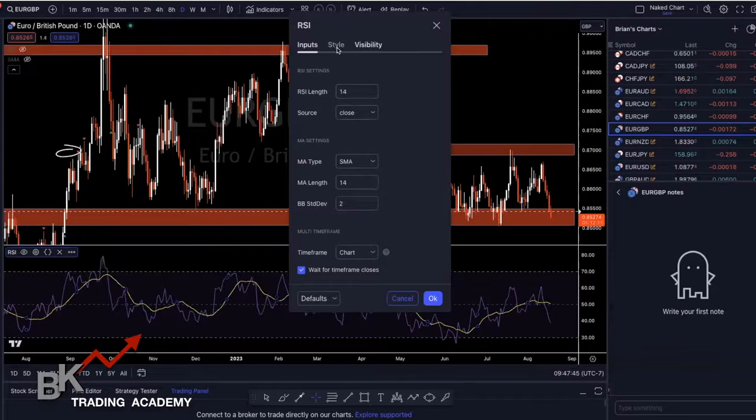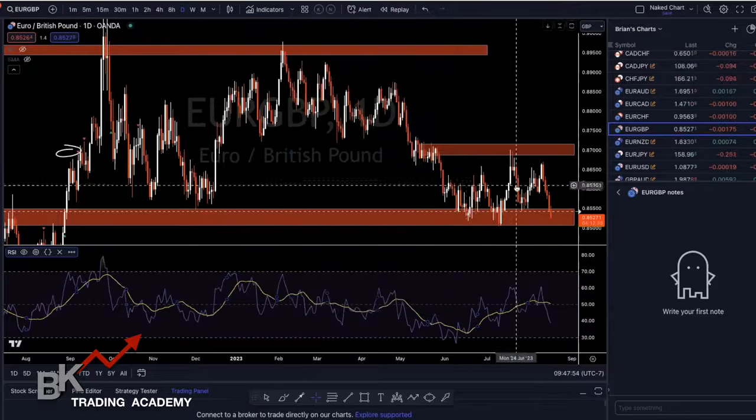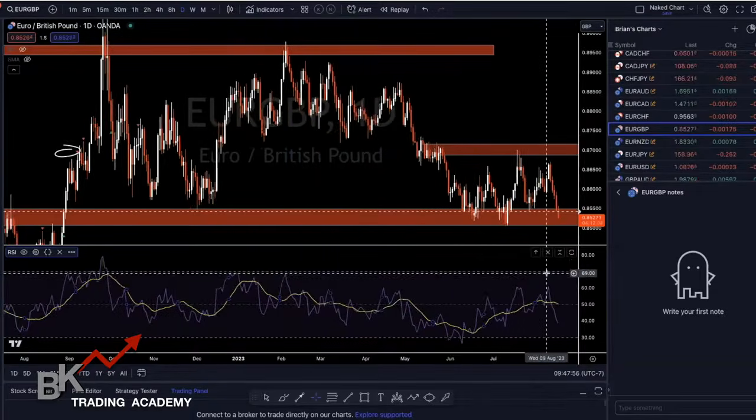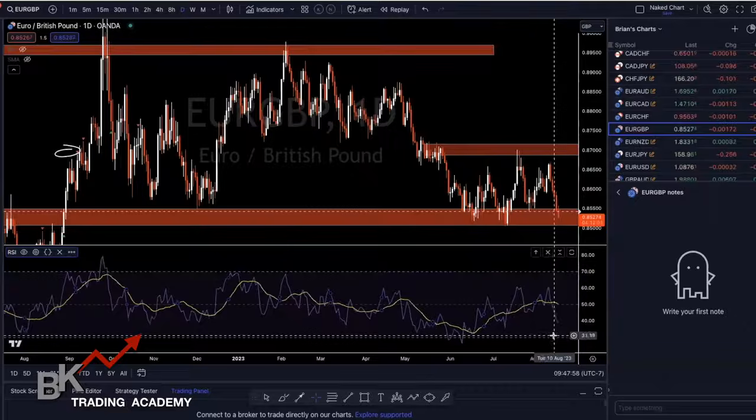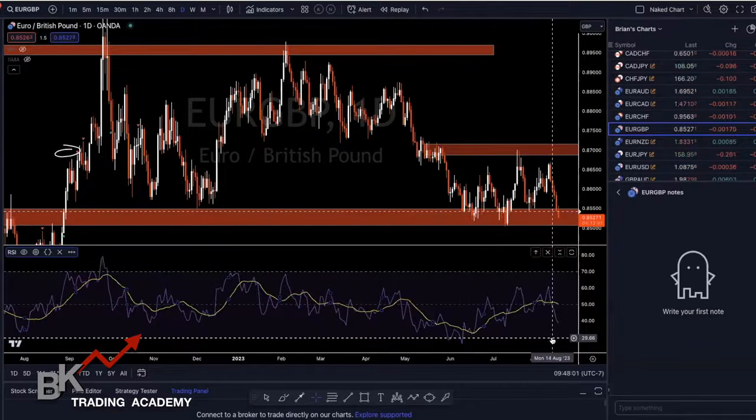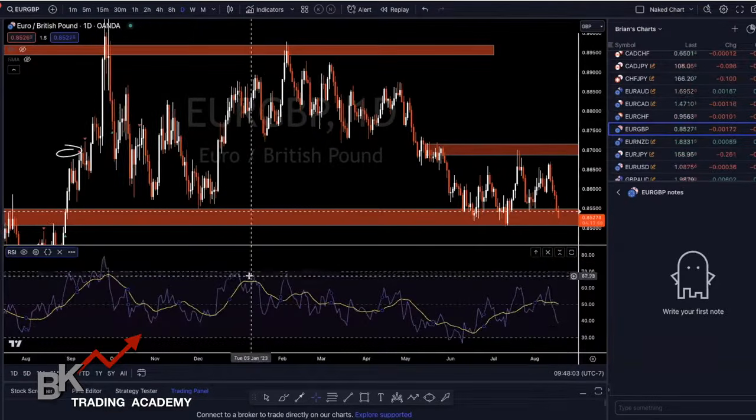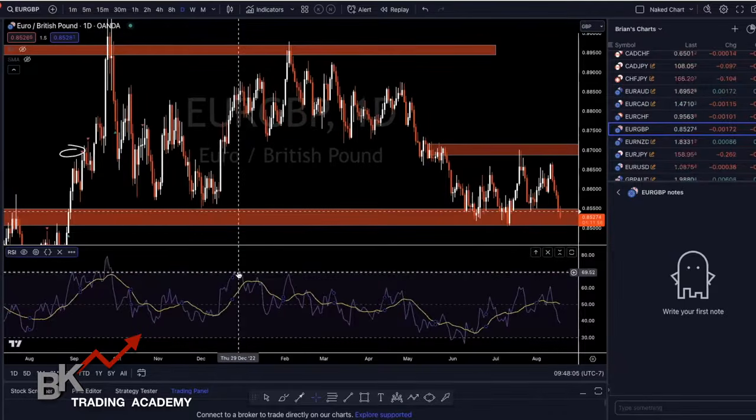I'm not here to tell you exactly how to set it. I just want to show you an example of how you can enter and exit and how this is a leading indicator. So remember what I said, above 70 is considered overbought. Below 30 is considered oversold. So when you see price above 70 or close to it, then you want to sell.